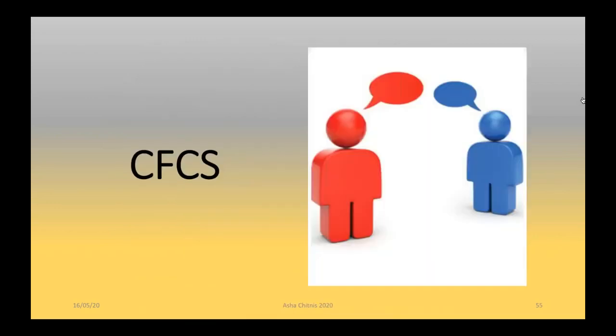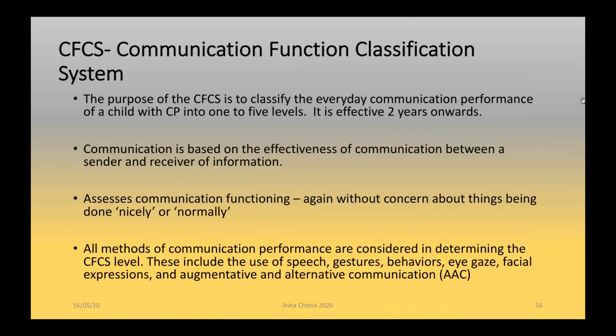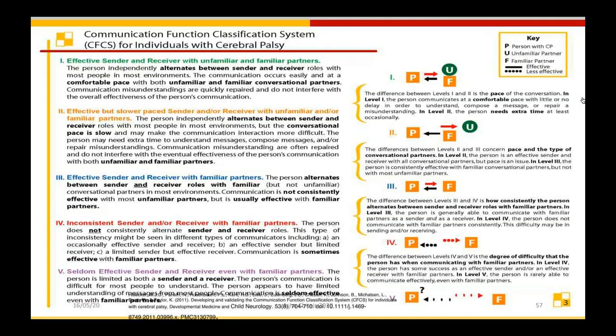Now, the communication classification system basically talks about not how you speak, but how you communicate. So a non-verbal child can also be classified here, and it's very important. I'm going to explain these three things: a person with cerebral palsy, an unfamiliar person, and a familiar person. Level 1, he can talk with anybody at any given time, speed, anything. Level 2, he needs more time with unfamiliar people. With familiar people, family, caregivers, therapist, he's fine.